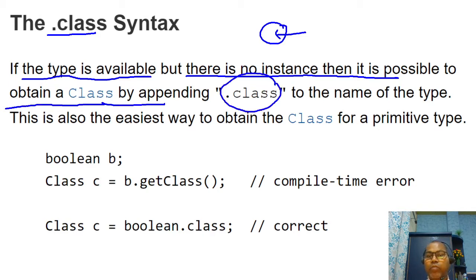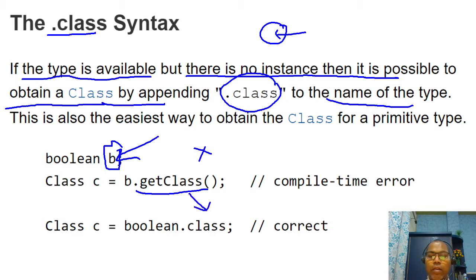This is the kind of utility offered. The name of the type looks like this. Say this is a boolean variable b, and you want detailed runtime information about it. Here you cannot apply get class, because b is not an object, and no new object was created, so this will throw a compile error. But instead of invoking the get class method, you can append dot class, and now you can get your object.